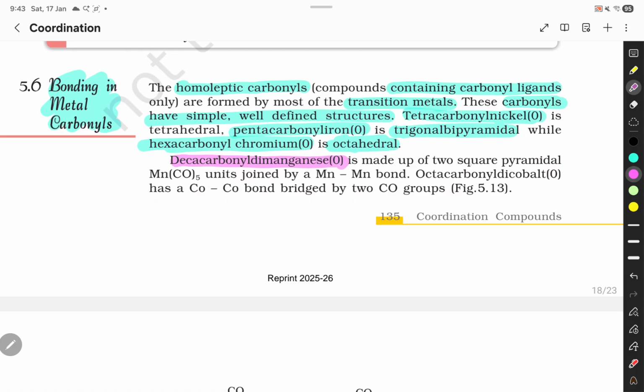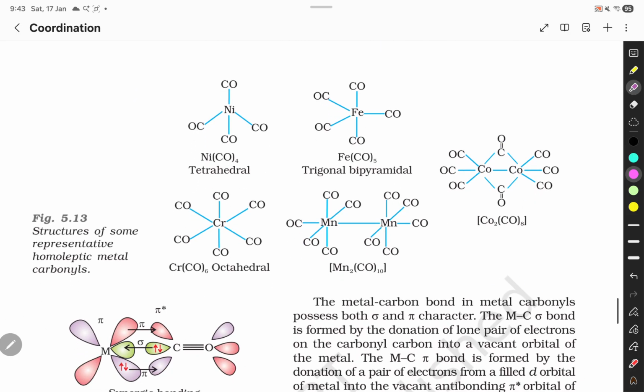Decacarbonyl dimanganese(0) is made up of two square pyramidal Mn(CO)5 units joined by an Mn-Mn bond. Octacarbonyl dicobalt has a CO bridge between two Co atoms. Okay, all these structures have to be memorized by heart.